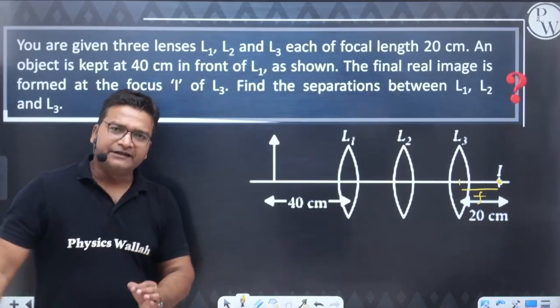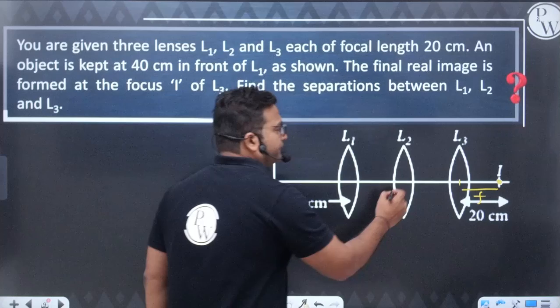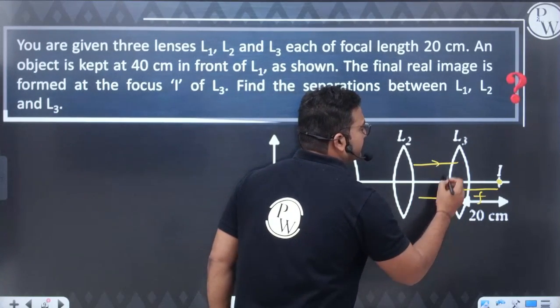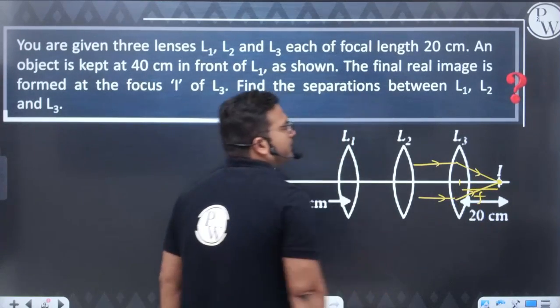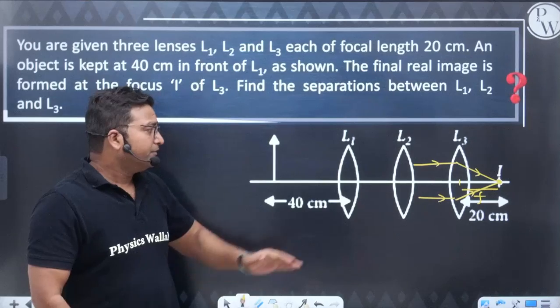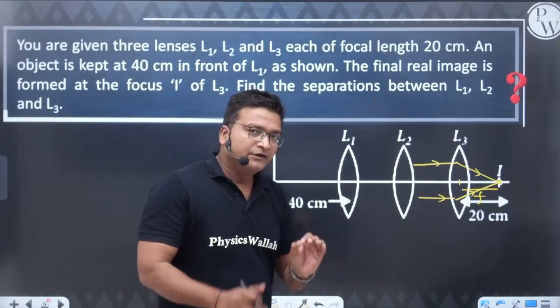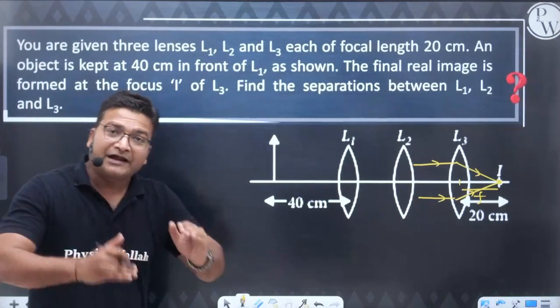The last lens can make an image here only if the lights from L2 fall on L3 parallel to the principal axis or parallel to themselves. So the lights must be a parallel beam from L2. Okay, so that is the hint. Light from L2 must be a parallel beam.